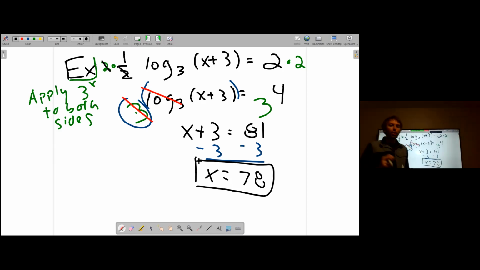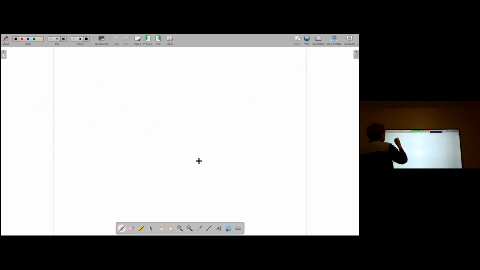Now, it's always a good idea to check your answer on logarithmic equations because they tend to have extraneous solutions. This one I don't think does, but it's always a good idea to check your answer. Let's do another one of these, a little harder.